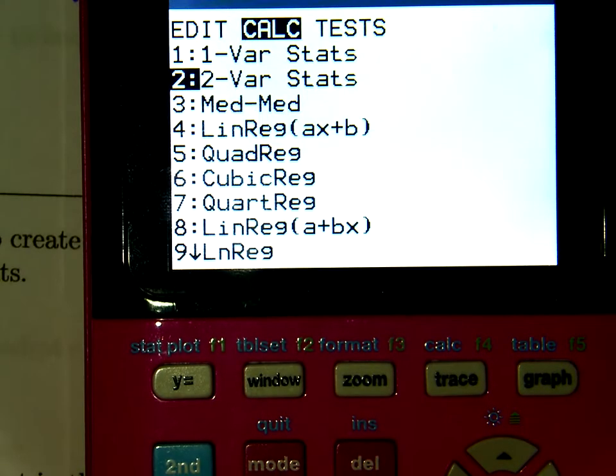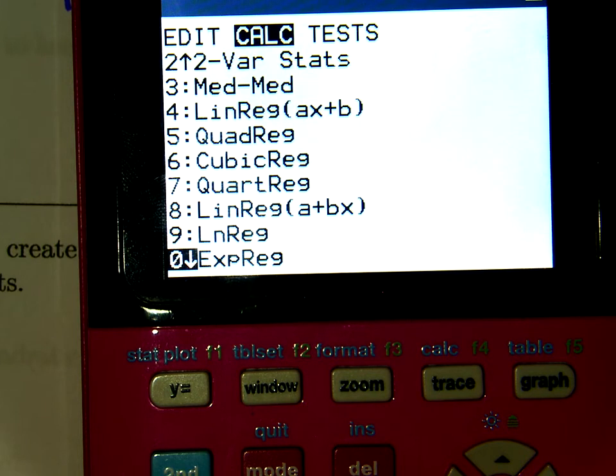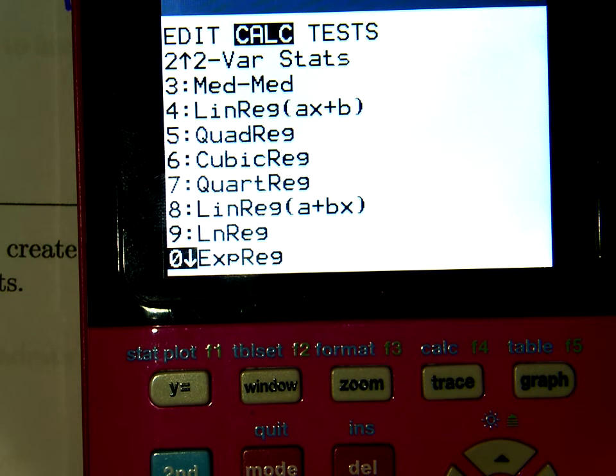calculate, and now we don't want a linear regression or a quadratic or a cubic or a quartic or another linear regression or a natural log. Oh man, where is it? Oh, there it is. So you have to keep scrolling down until 0, and it's called ExpReg. It has nothing to do with pregnancy. Okay? I hear you, college students. Don't be scared. This has nothing to do with pregnancy.